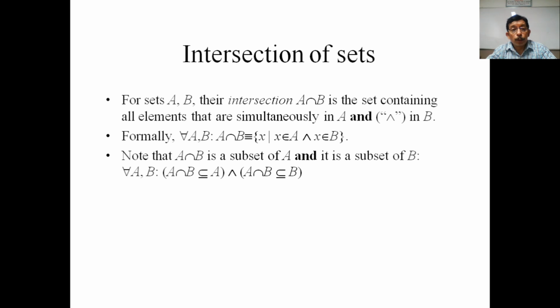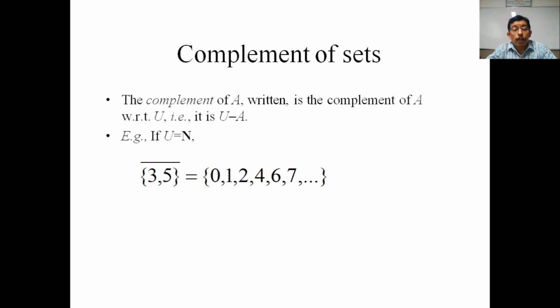If A and B are two sets, then A intersection B is the set which contains the common elements in sets A and B. Suppose A is the set of all even numbers and B is the set of all odd numbers, then A intersection B is the empty set, since there are no common elements. Is it clear, everyone? Now the complement of a set.